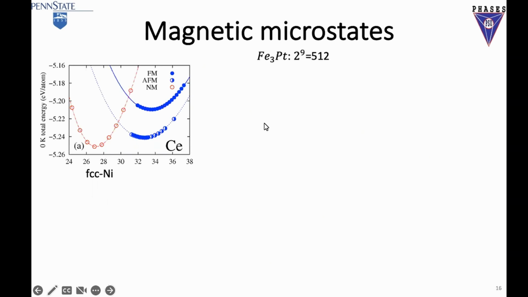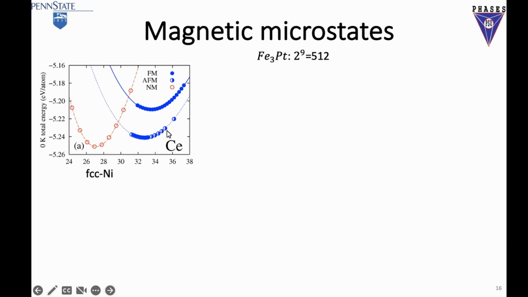Okay, so this is the first one we worked on. This is cerium. At the beginning, we take two states, FM, that's ferromagnetic, and NM is non-magnetic, as the solid blue and the open red circle. With two states, we could not predict the transition in the phase diagram. Then we add a new state in between, that's the half-filled blue circle. That's the AFM state.